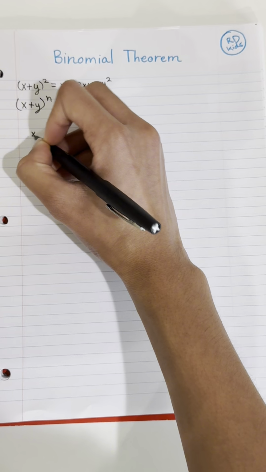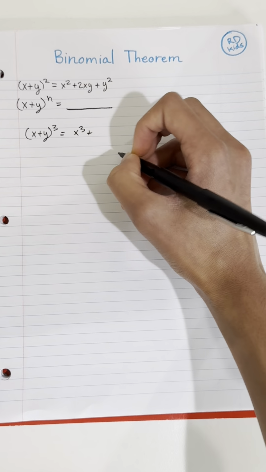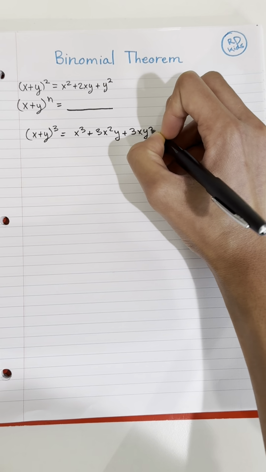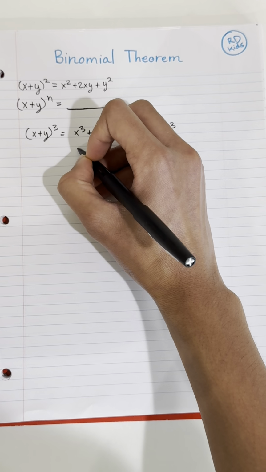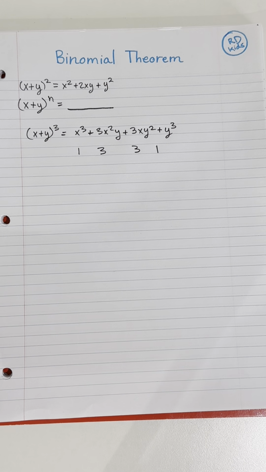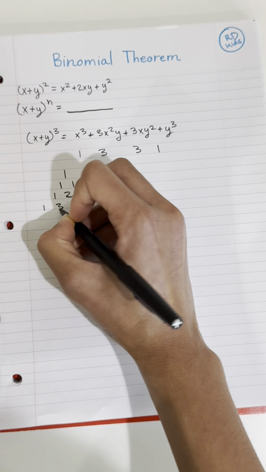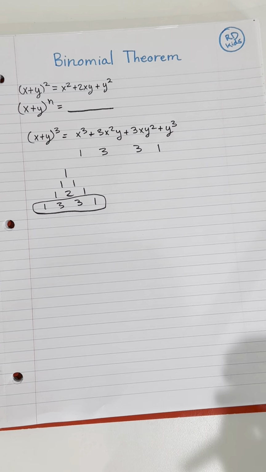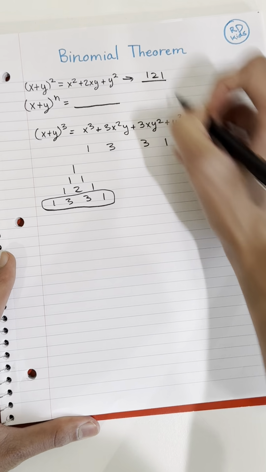First, let's start with (x + y)³. When you expand it, you will get x³ + 3x²y + 3xy² + y³. You might recognize these numbers as 1, 3, 3, and 1, which can be seen in Pascal's triangle of 1, 1 1, 1 2 1, 1 3 3 1 here. Once you recognize this, you will find that it also happened in this one, 1, 2, 1, the coefficients.